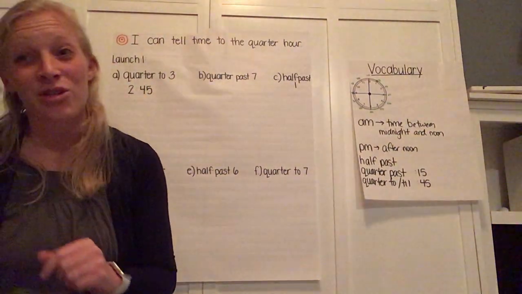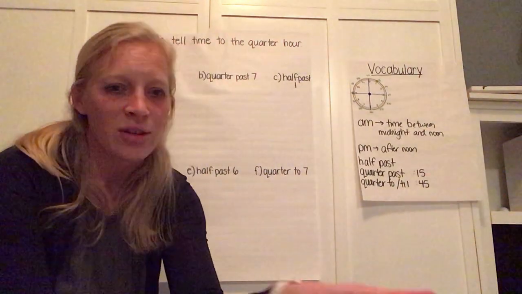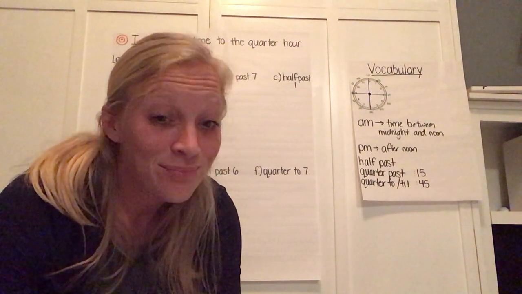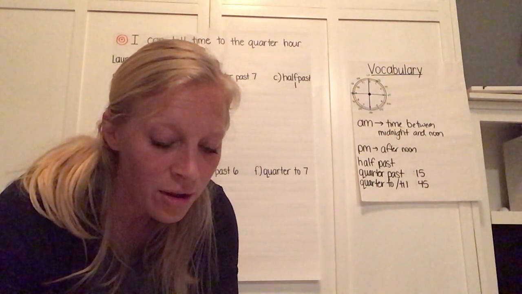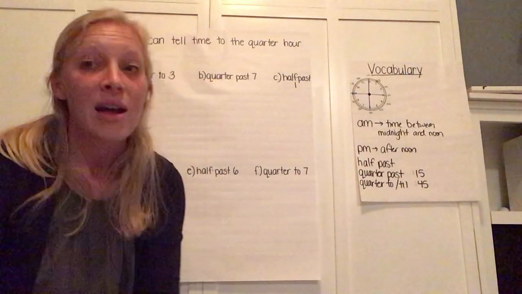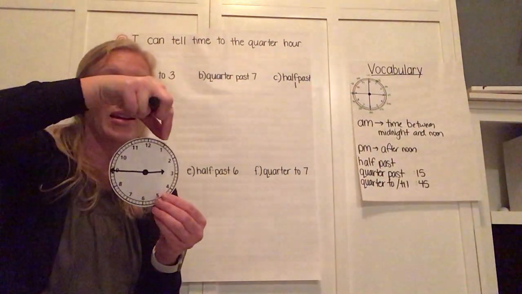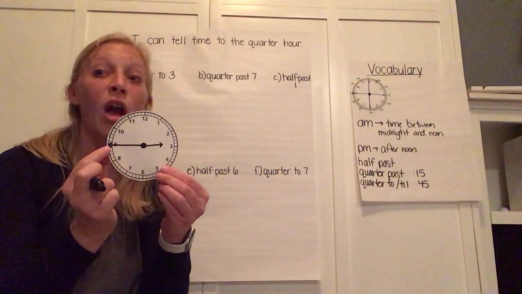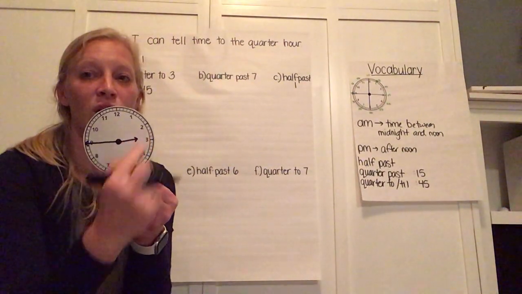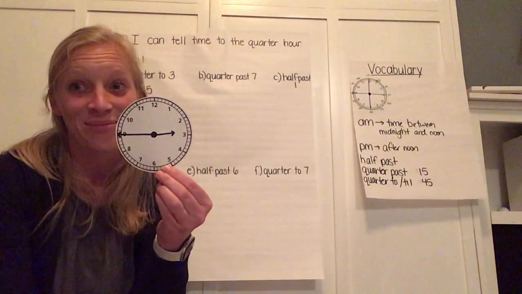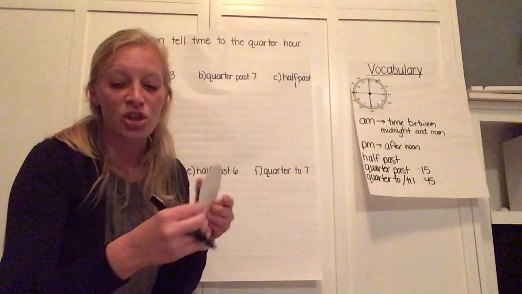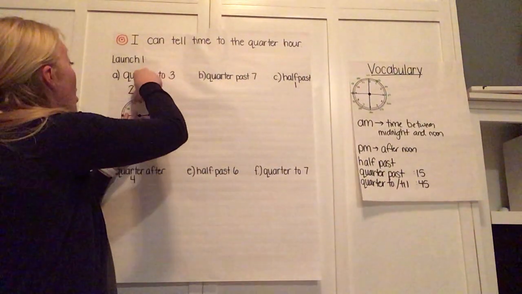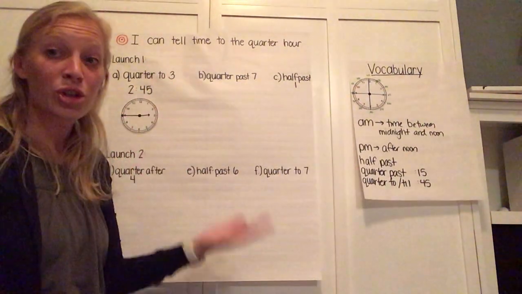Now, what would that look like if we were going to draw that on an analog clock? Show me those clocks for me. That hour hand is almost to my 3. The minute hand is on my 9. 5, 10, 15, 20, 25, 30, 35, 40, 45. Look how close that hour is to 3. Really close, right? This shows 2:45, or it also shows a quarter till or a quarter to 3.